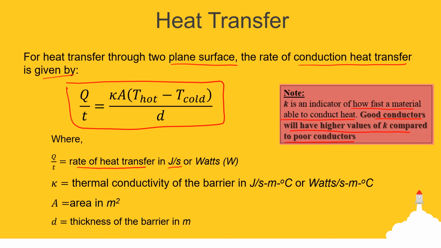So the unit adalah joule per second ataupun watt. And then K adalah thermal conductivity of the barrier. So ni pun biasanya adalah constant value yang boleh dapat daripada table. Dan kalau macam dalam soalan biasa akan diberilah. And then the next one is the area A. And D is the thickness of the barrier in meter. Okay.